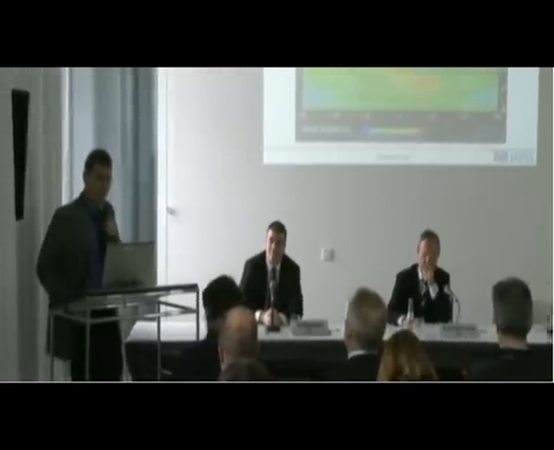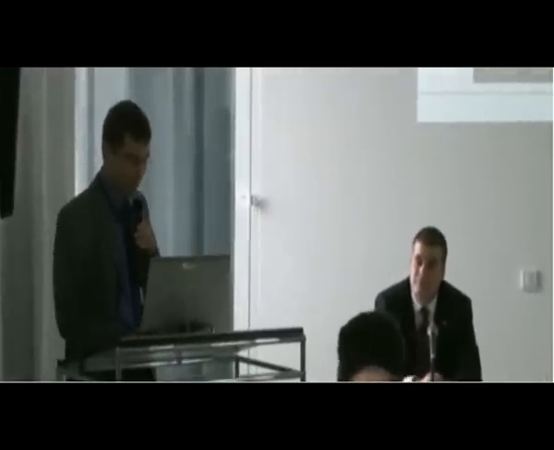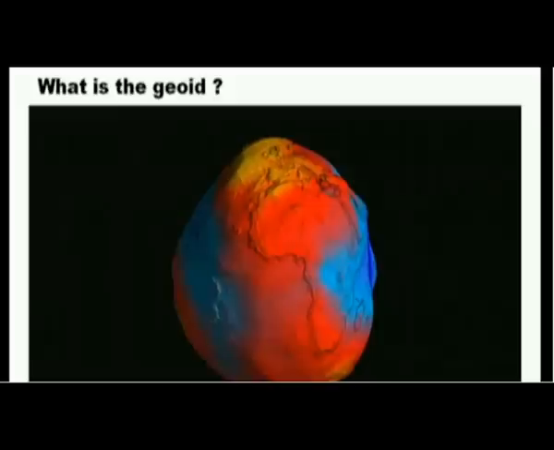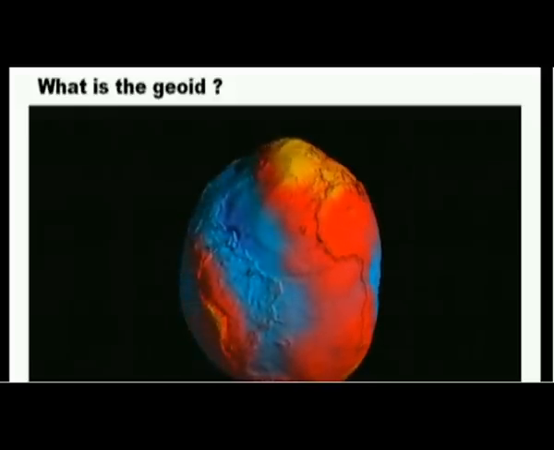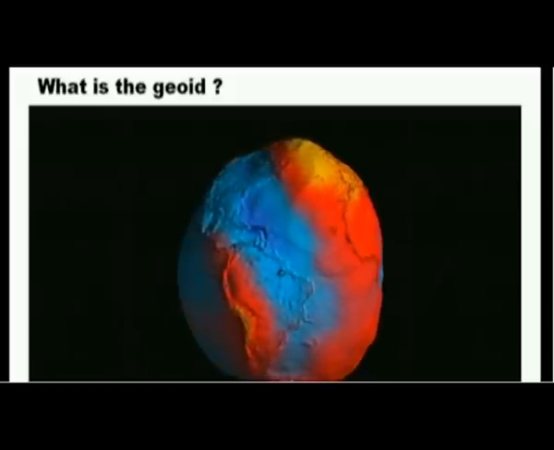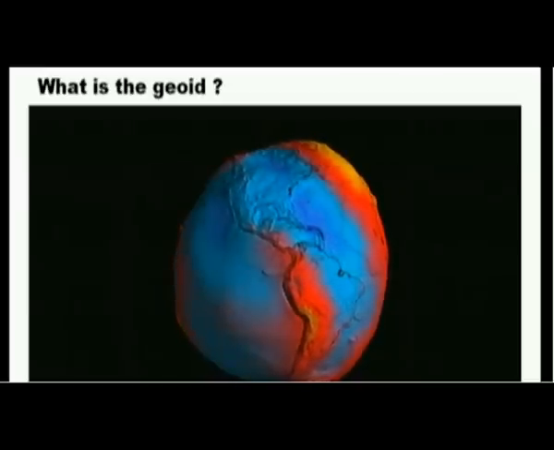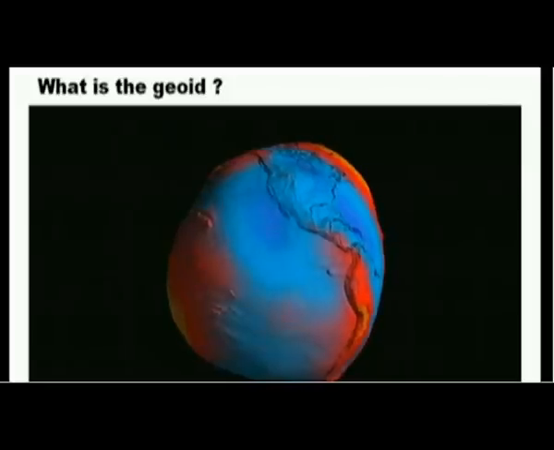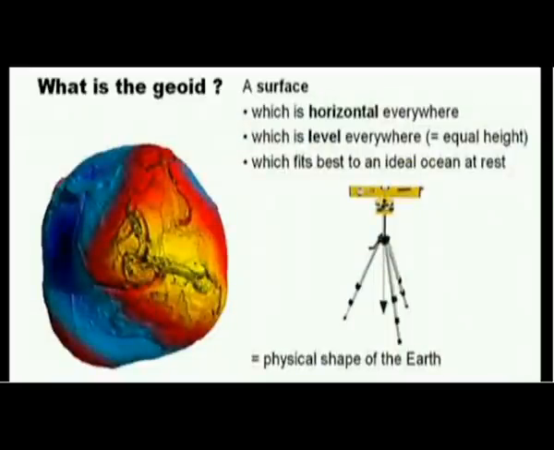To show you the results which we have achieved from this mission. But first I would like to give you a very brief overview of what this rotating sphere or rotating potato, I don't like this word, but anyway, what is this? What is this geoid? And it has a lot to do with heights. And the reason for this is maybe very simple. I just show you something.